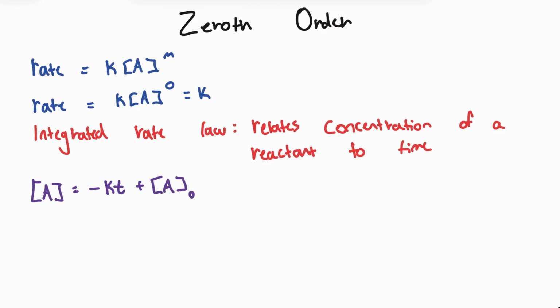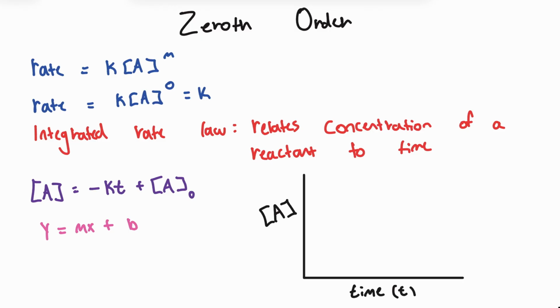Something you might also have noticed, this equation is very similar to our y = mx + b, and we can actually put it on a graph. When we plot this on our time versus concentration of A, we will get a straight line, and the slope of this line is going to equal our negative rate constant, negative k, which we can identify from our equation.